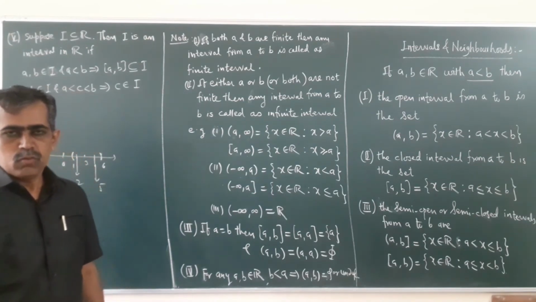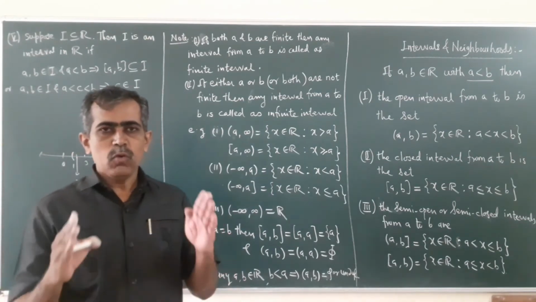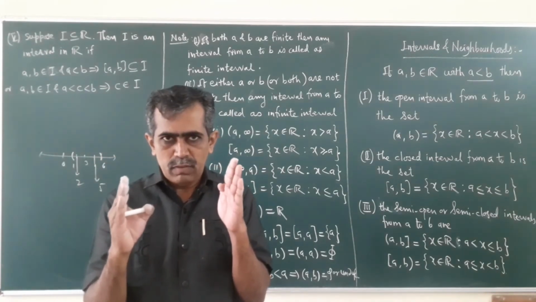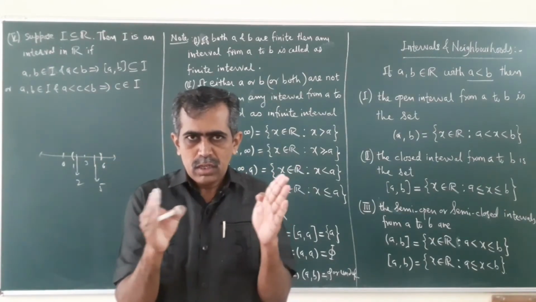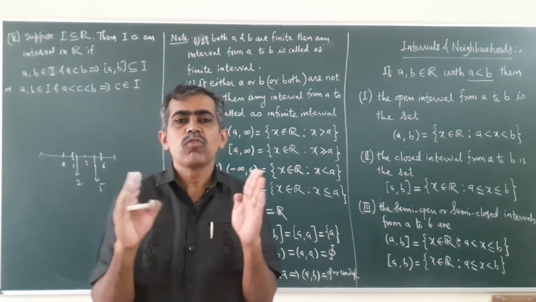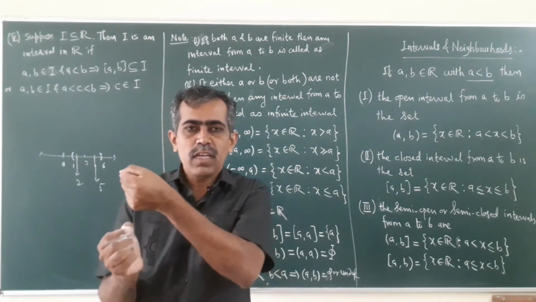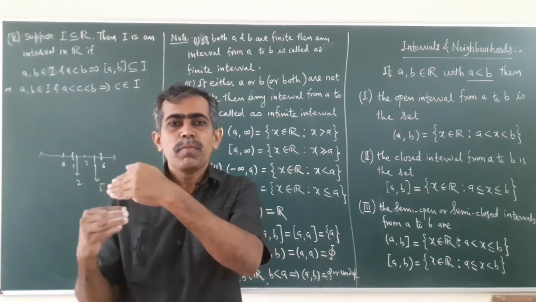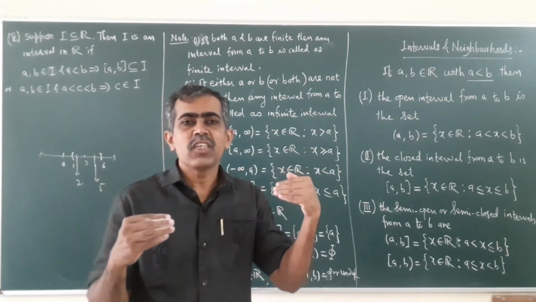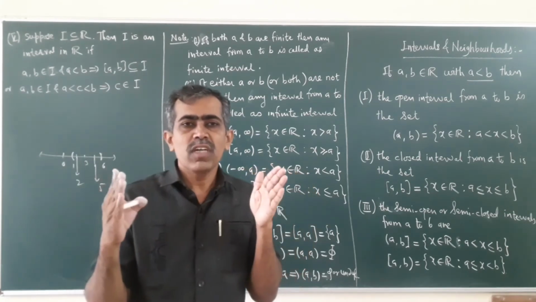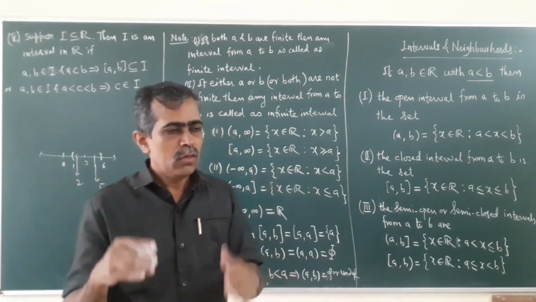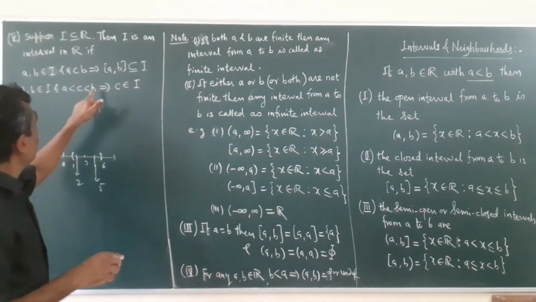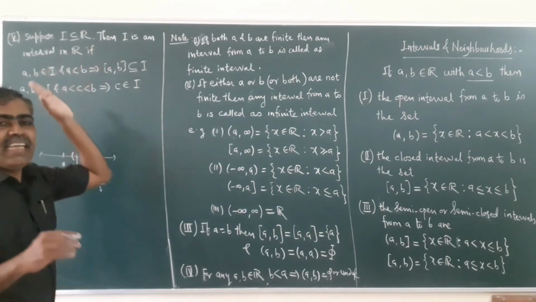So what is the property of an interval? If you know any two numbers from the interval, then all the numbers in between these two numbers should also lie in the interval. So an interval is a subset of R whose members are continuously arranged, all the elements one next to the other. So this is the definition of any subset of R.